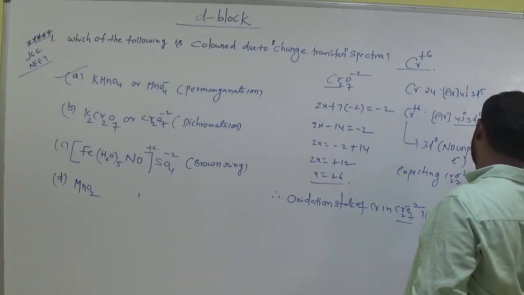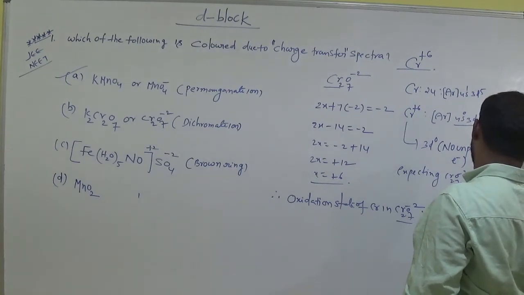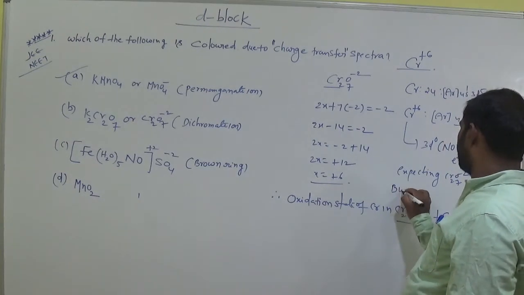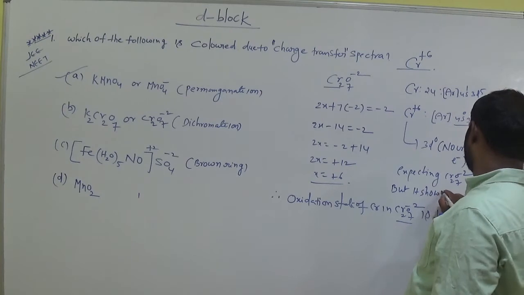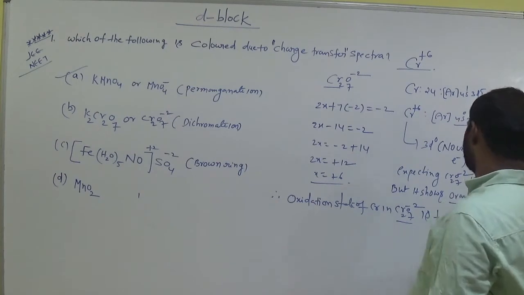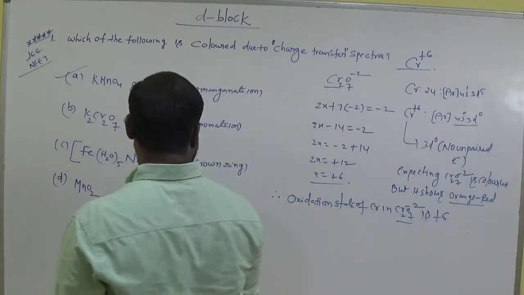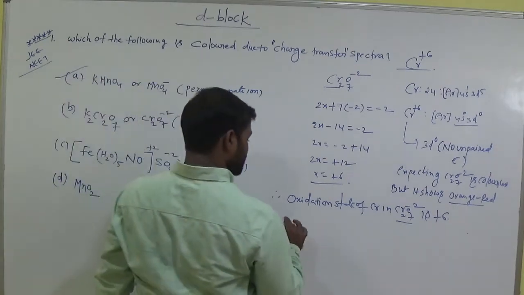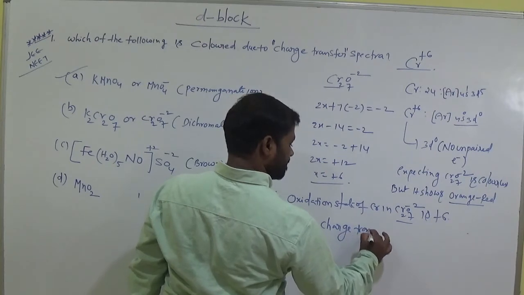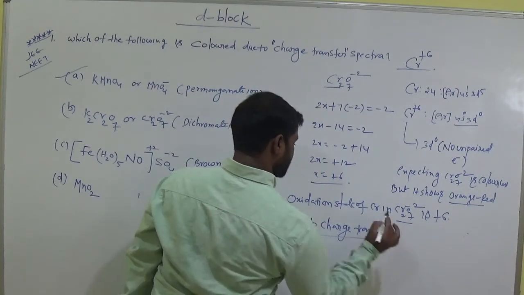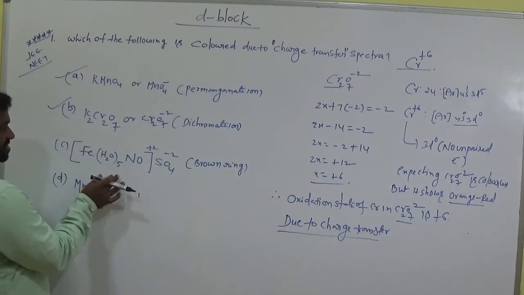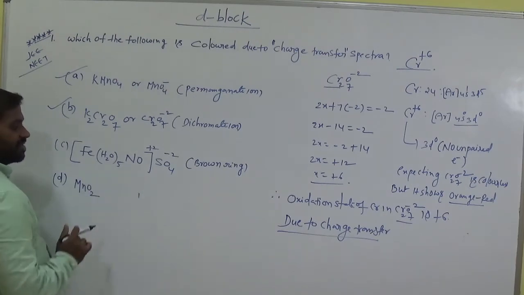I think we are expecting Cr2O7 minus 2, or Cr plus 6, or K2Cr2O7, to be colorless, but it shows orange-red color. What is the reason? Due to charge transfer. Okay, so this also exhibits color. Okay, so what about this one? It also exhibits color, brown here actually.